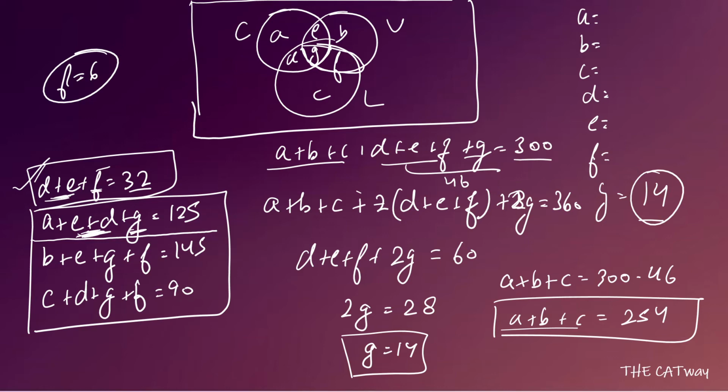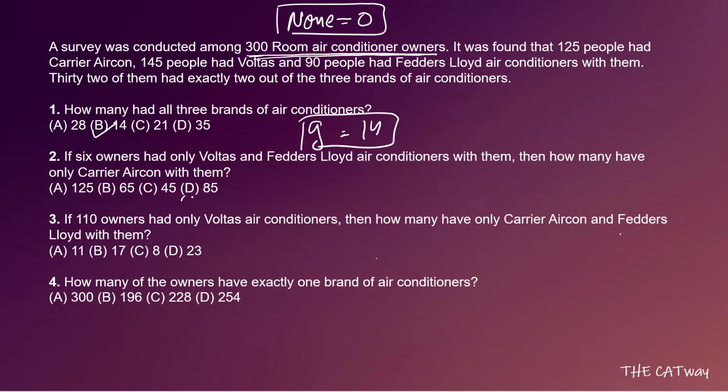That means the total will be 40, and 40 will be subtracted. We will get the value of A, and the value of A represents only Carrier. So we can find A by doing 125 minus 40. The correct answer will be 85, that is option number D.